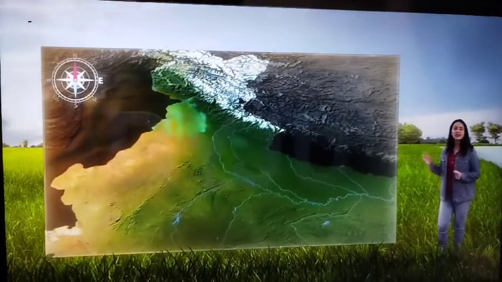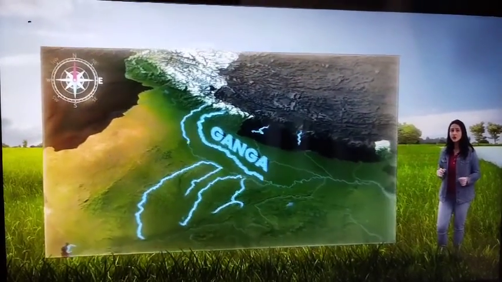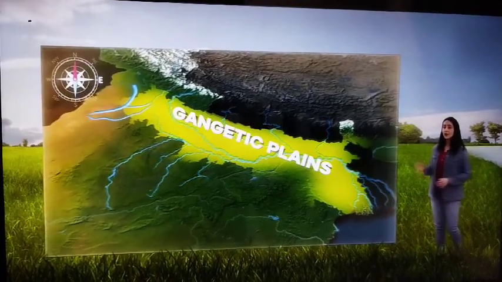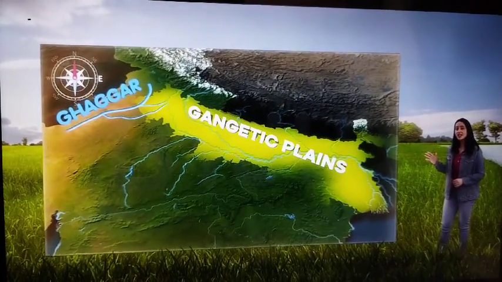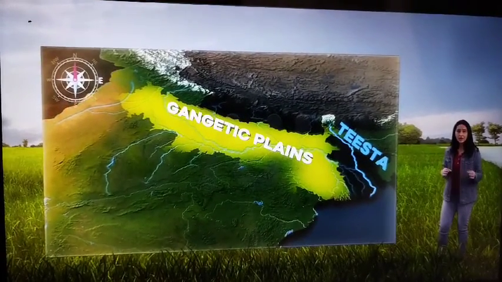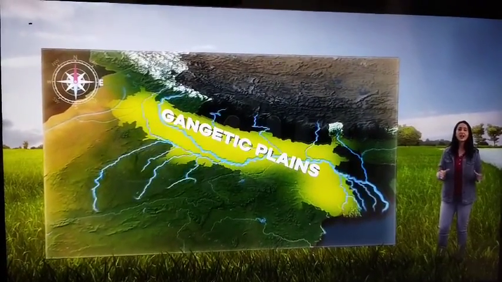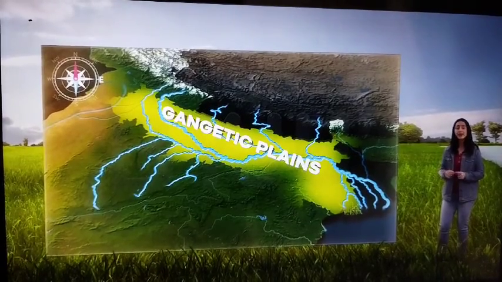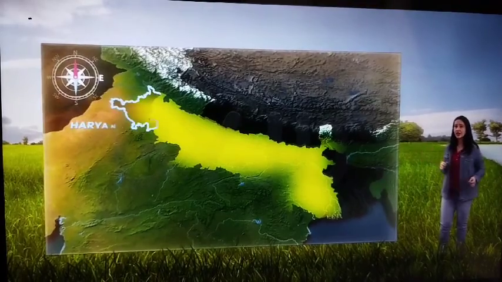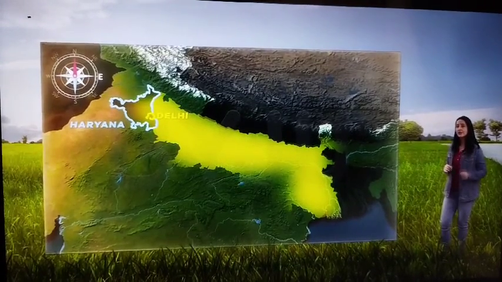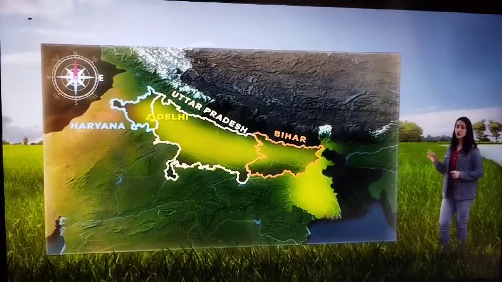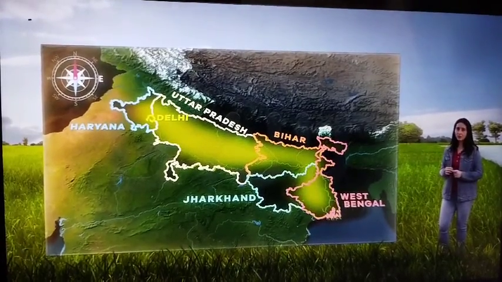Going east, the Ganga River and its tributaries have formed the Gangetic Plains. Starting from the Ghaggar River, the Gangetic Plains extend all the way to the Teesta River, covering many regions with the Ganga and its tributaries. The Gangetic Plains are spread over the states of Haryana, Delhi and the capital region, the states of Uttar Pradesh, Bihar, Jharkhand, and West Bengal.